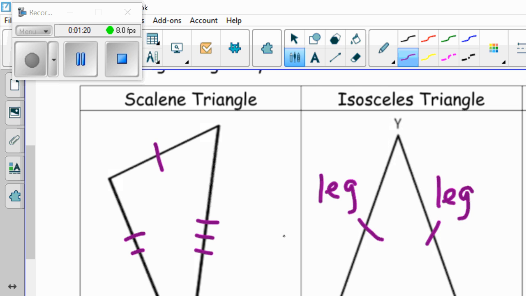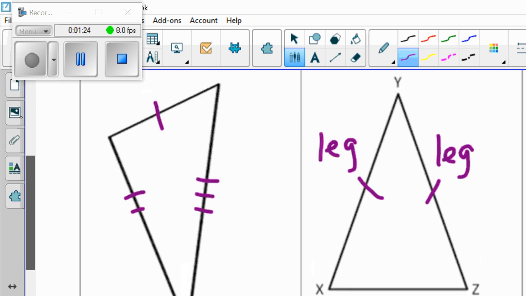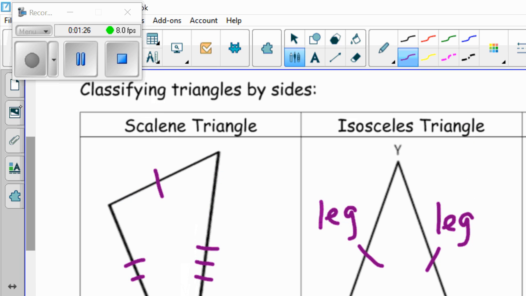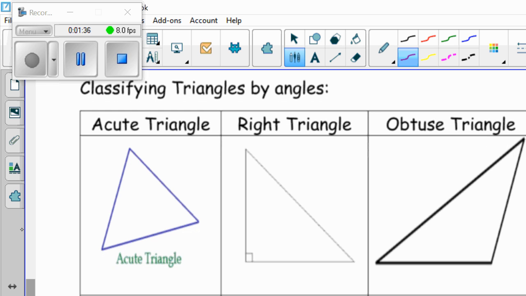An equilateral triangle is a triangle that has 3 congruent sides, so all 3 sides are the same, because remember equilateral means equal sides, so they would all have the same tick marks. All right, so then let's look at classifying triangles by angles.